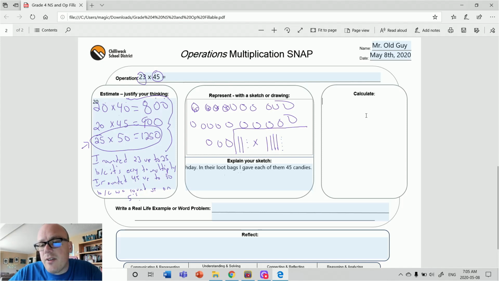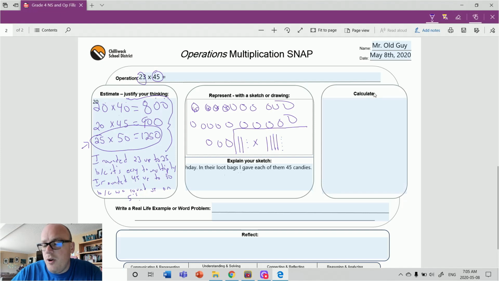Next off, we go to calculate. And this is where you get to use the form of multiplication that you prefer. I'm just going to put the pen function back on. There we go. You could use the standard algorithm. I'll go over two different methods just in case. Okay? So the standard algorithm is 23 times 45.